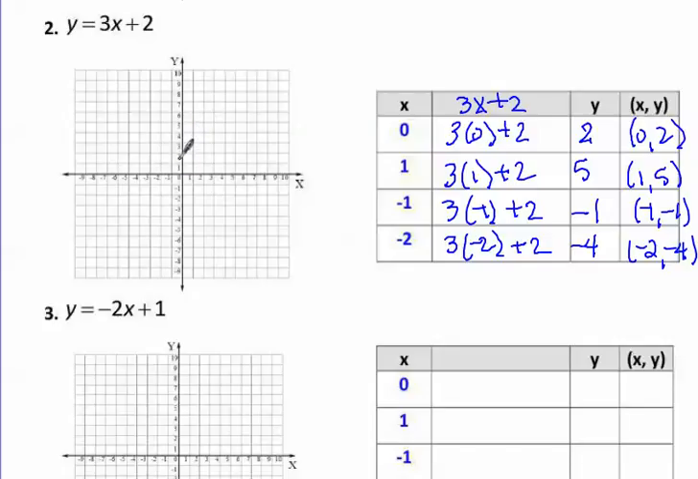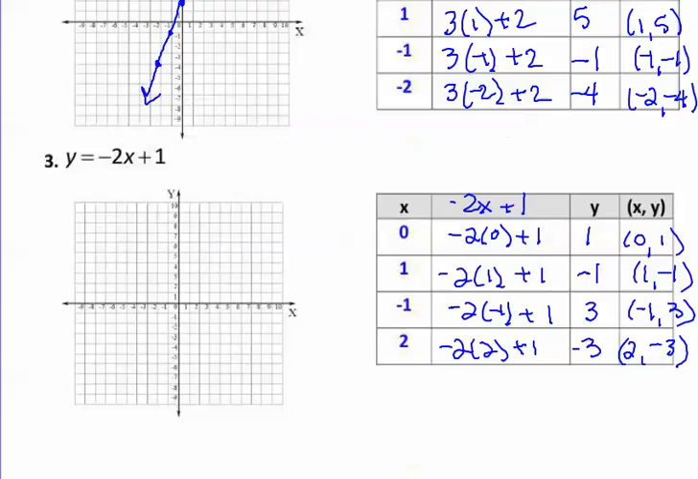Plot my points: 0, 2; 1, 5; negative 1, negative 1; negative 2, negative 4. So you can see that this creates a line. So it is a function. Pause the video and try number 3. Check your answers. If you have any questions, ask your teacher.